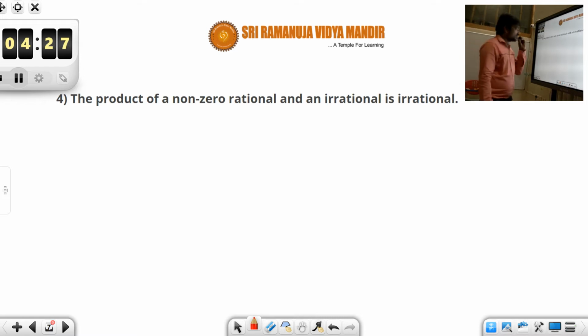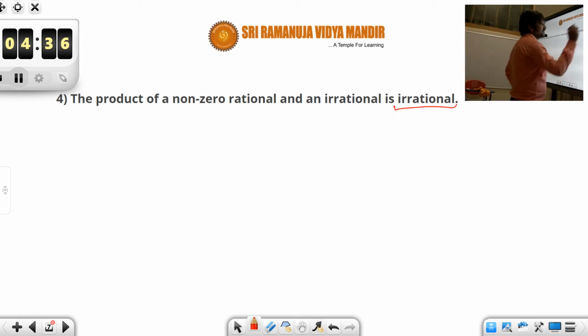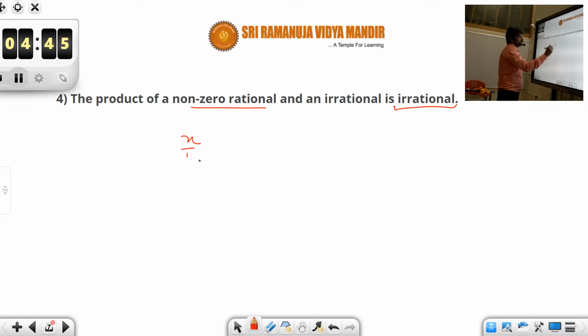The product of a non-zero rational and an irrational is irrational. How is it irrational? Let's look at it. Again, let us assume the non-zero rational to be some x by y. And then what about the irrational number? Irrational number we don't know, let that be some t. Now what would be the product of x by y into t?